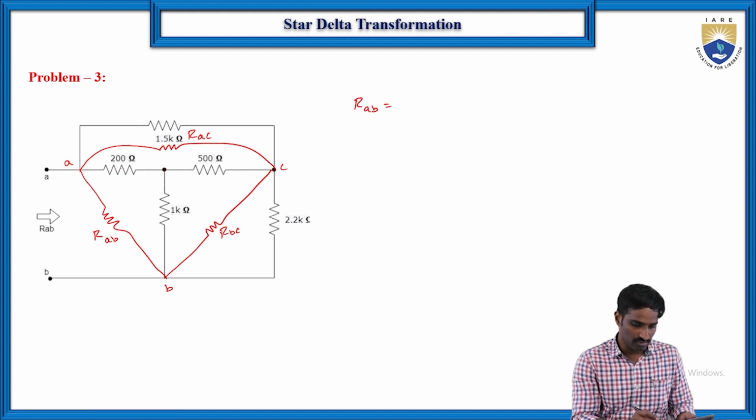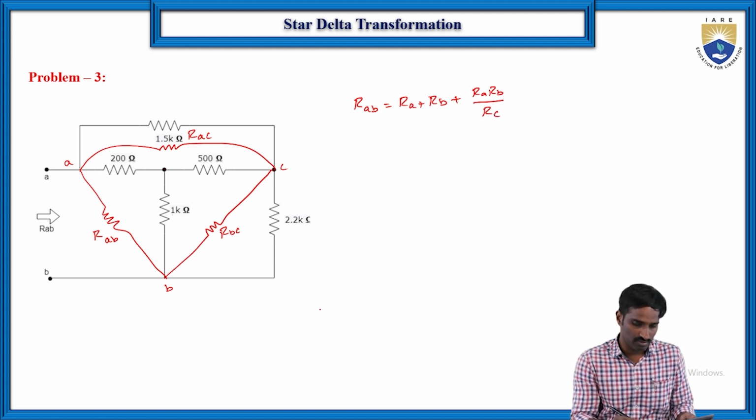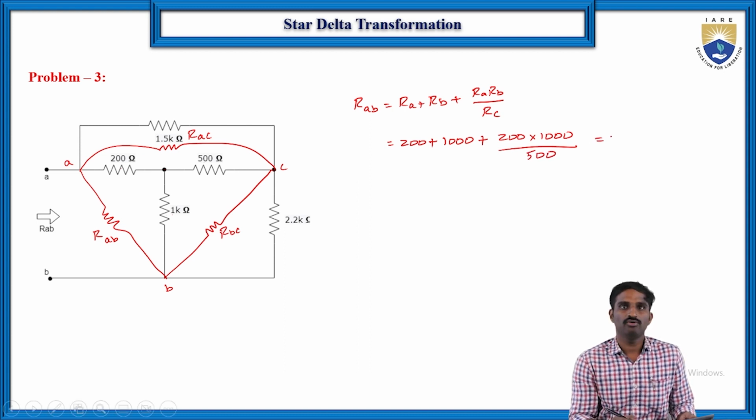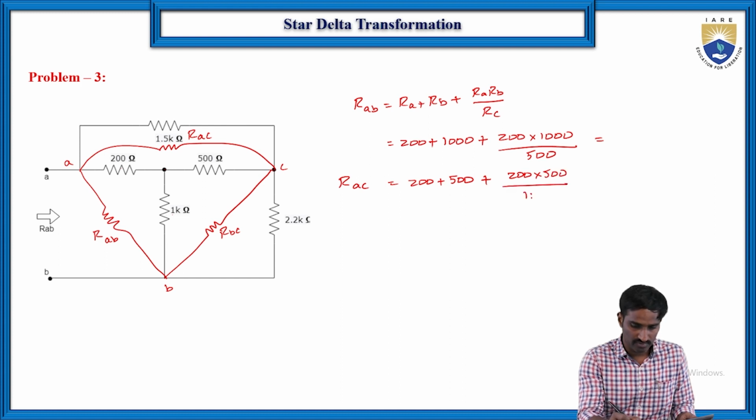As we know, RAB is equal to RA plus RB plus RARB by RC, right? RA means the resistor connected to the node A, which is 200, plus RB is the resistor connected to the node B, which is 1K. So 1000 plus RA 200 into 1000 by RC, which is 500. This is the value of RAB. Then similarly RAC: RA is 200 plus RC is 500, plus 200 into 500 divided by 1K.